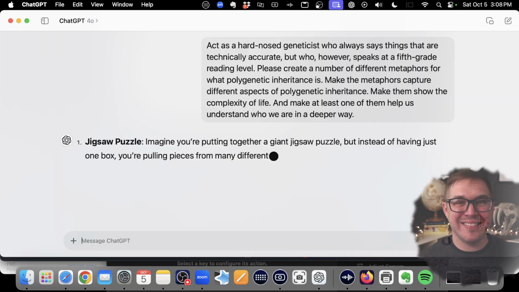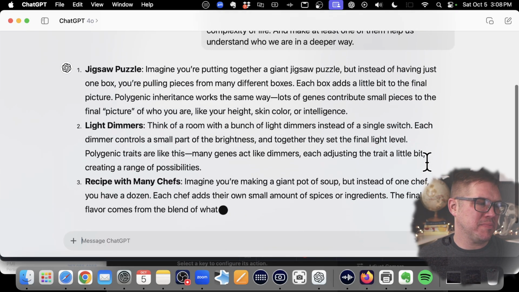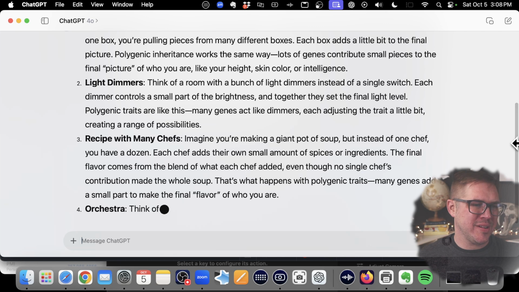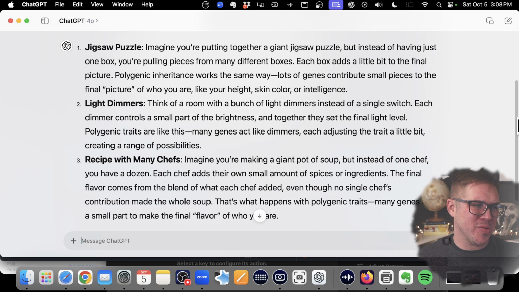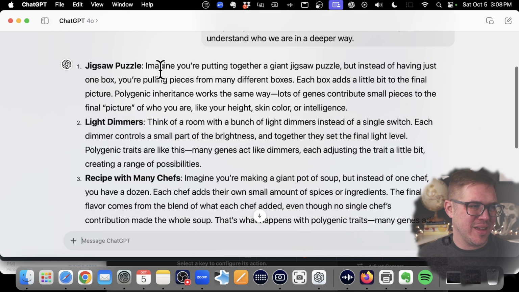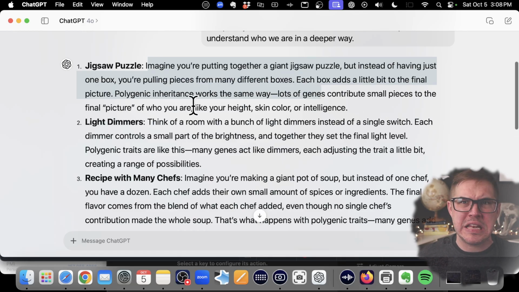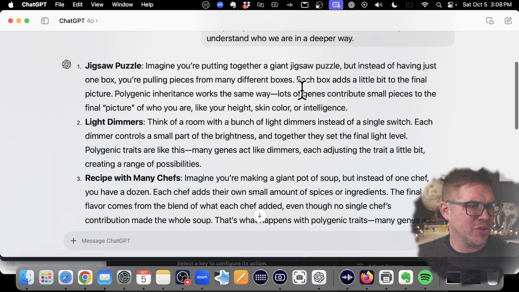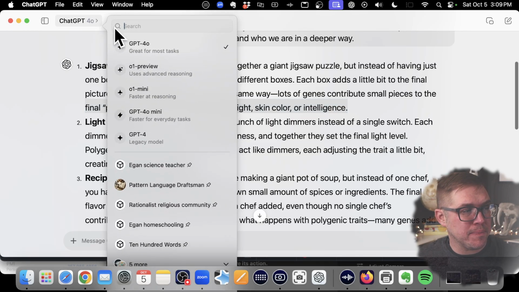Let's see. Jigsaw puzzle. These are shallow, but maybe great. Imagine you're putting together a giant jigsaw puzzle. Instead of just having one box, you're pulling pieces from many different boxes. Each box adds a little bit to the final picture. Polygenic inheritance works the same way. Lots of genes contribute small pieces to the final picture of who you are. I don't know if that makes sense at all, but I did in this one.